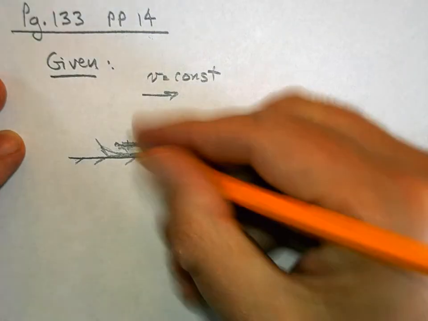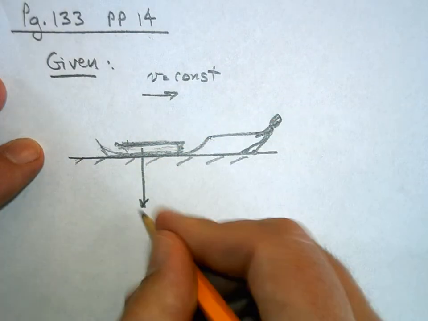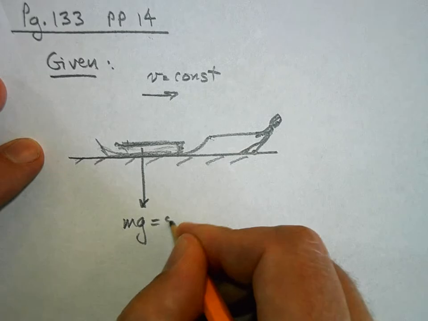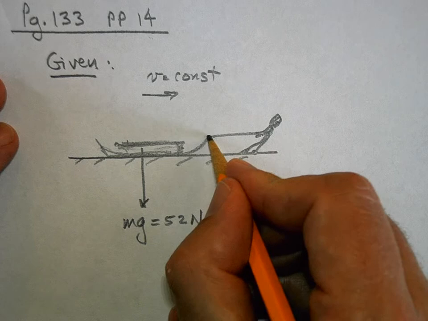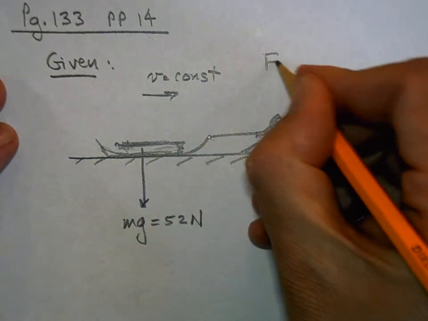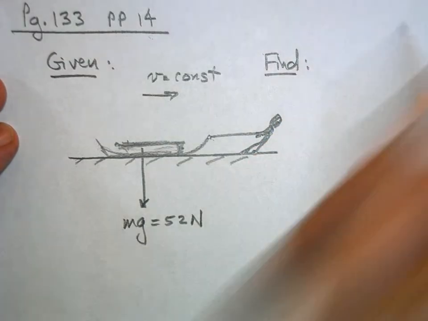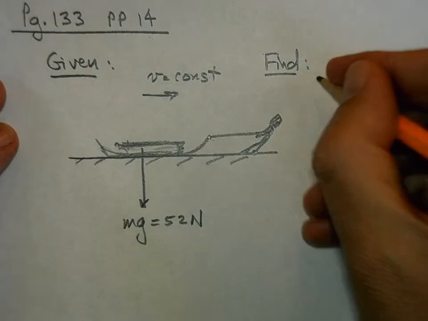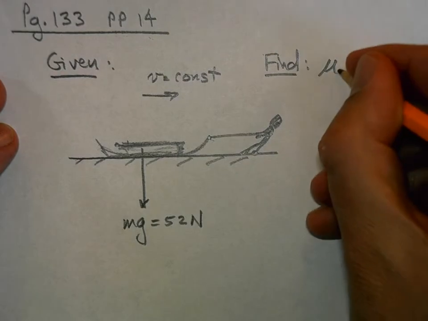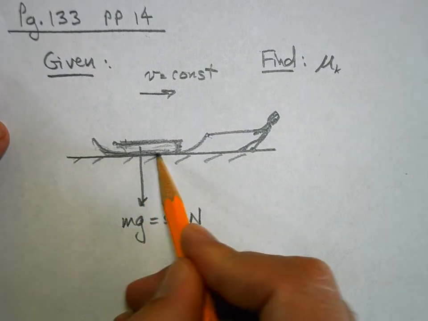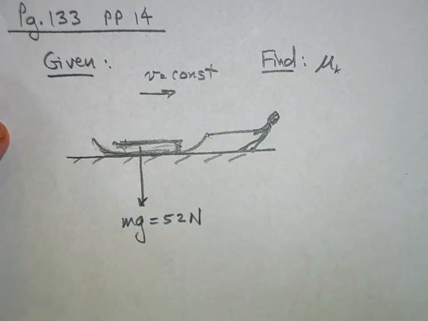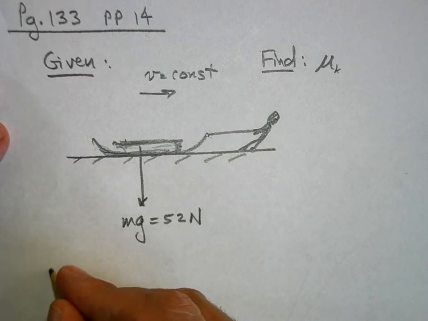And we know the weight of the sled here is 52 newtons. And what we want to find is the coefficient of friction, mu sub k. It's kinetic friction, that is, the two surfaces are sliding. Okay, does that make sense so far? Yeah. Okay. So let's solve it.